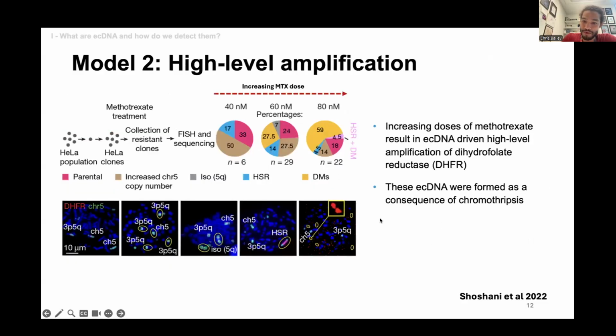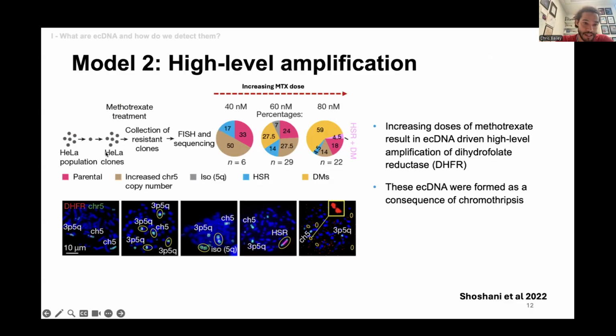Another model of ecDNA-driven drug resistance, which was published by Ofer Shoshani and colleagues in Don Cleveland's lab, was this induction of dihydrofolate reductase amplification, which had formed on ecDNA as a consequence of chromothripsis.